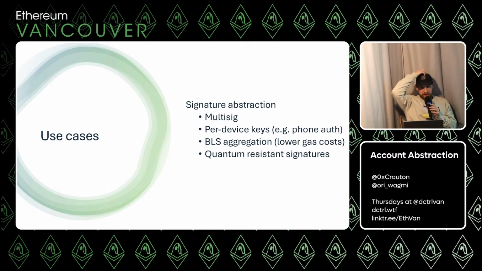Then we have signature abstraction. A few things we talked about already were multi-sigs, so you need 3 of 5 people to sign off on a transaction. We can have other signature schemes. In EOAs we have a single signature scheme that we have to use for all transactions. Rather, now we can sign with our phone. We can use mobile phone authentication to sign a transaction, or your fingerprint or Face ID or whatever it might be.